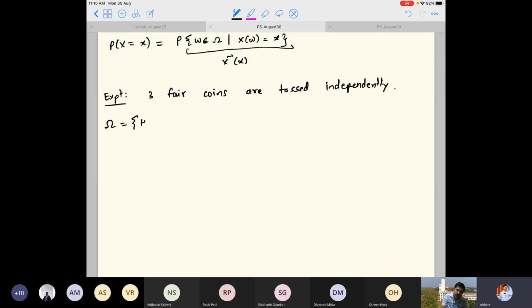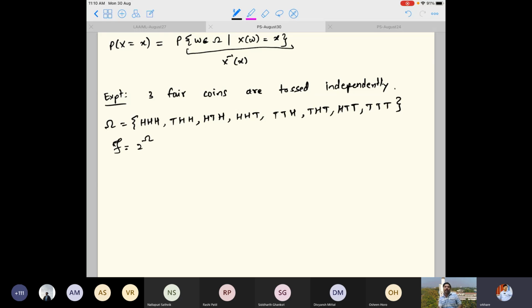Then we all know that there are 8 elements in the sample space. So let me list them down: HHH, HHT, HTH, THH, HTT, THT, TTH, and TTT. So this F is basically 2 to the power n, right? We already have seen that this sigma algebra is actually the power set. And we know that the probability of each of the elements here is 1 by 8, which is nothing but half into half into half, for every omega belonging to Omega.